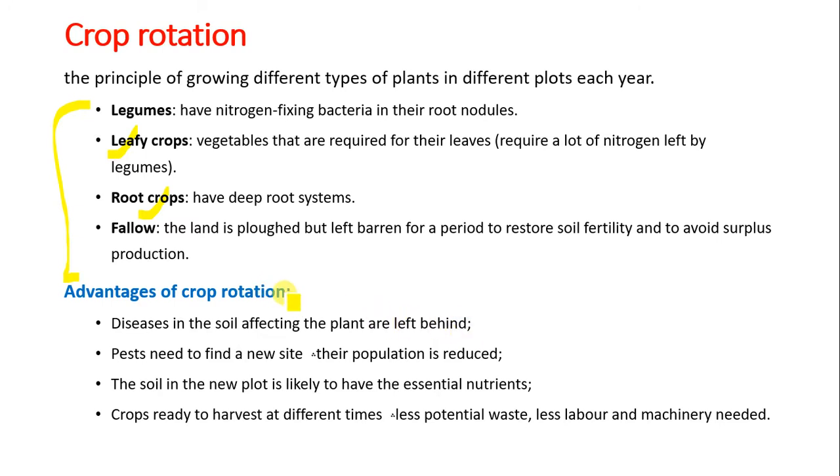So advantages of crop rotation: diseases in the soil affecting the plant are left behind. Now pests need to find a new site, therefore their population is reduced. The soil in the new plot is likely to have the essential nutrients. Then crops are ready to harvest at different times, therefore less potential waste, less labor and less machinery is needed.